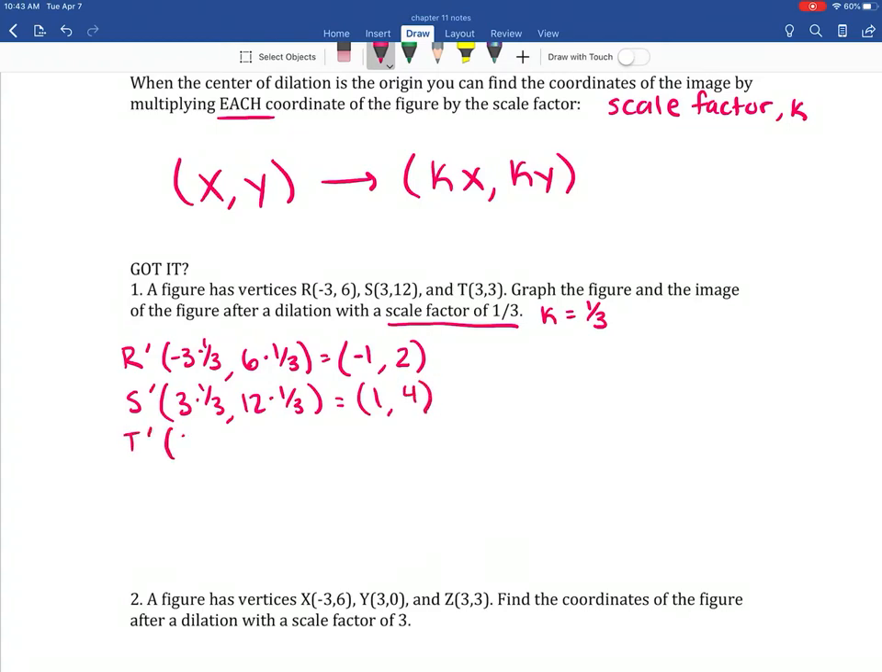And the last one, T prime, would be 3 times 1/3, comma, 3 times 1/3. Well, 3 times 1/3, or 3 divided by 3, is 1. 3 times 1/3, or 3 divided by 3, is 1. So we have our new vertices. If you look at them, they got much smaller. So let's graph our image first. Actually, let's start with our pre-image.